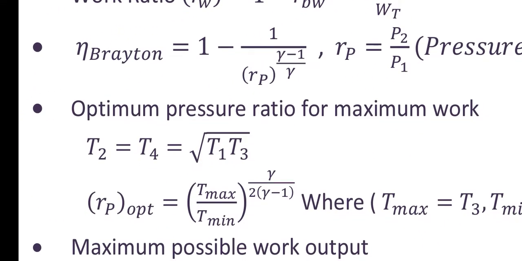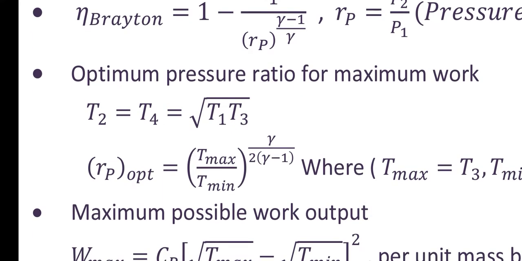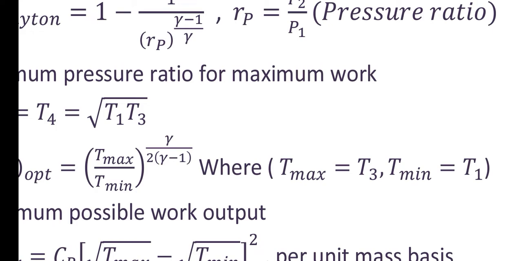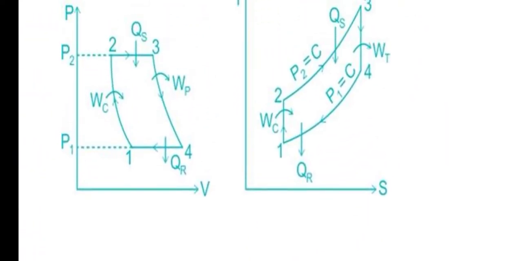Now there are two cases. The first case is what the pressure ratio should be so that we get the maximum work output, and the second is the pressure ratio to get the maximum efficiency. So for the maximum work ratio, the temperatures T2 and T4 are equal, and equal to the square root of T1 T3, and the formula for the optimum pressure ratio is T maximum by T minimum whole to the power gamma by 2 into gamma minus 1, where T max is T3 and T min is T1 according to this figure.